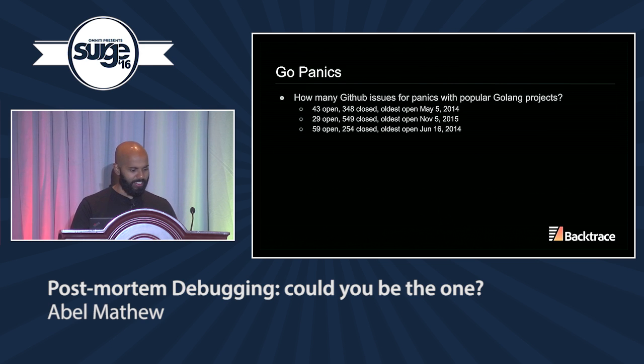Another thing that I love to do is pick on people, and people who write in Go typically say that their stuff doesn't crash. So I took three pretty popular open source projects in Golang, and I'm not going to call them out, and I searched for the word panic. Panic is a fatal error in Go. I saw things like 43 open, with the oldest one being May 5th. So this is indicative not only of the fact that even in higher level languages you do see these fatal errors, but they're also pretty gnarly errors as well.